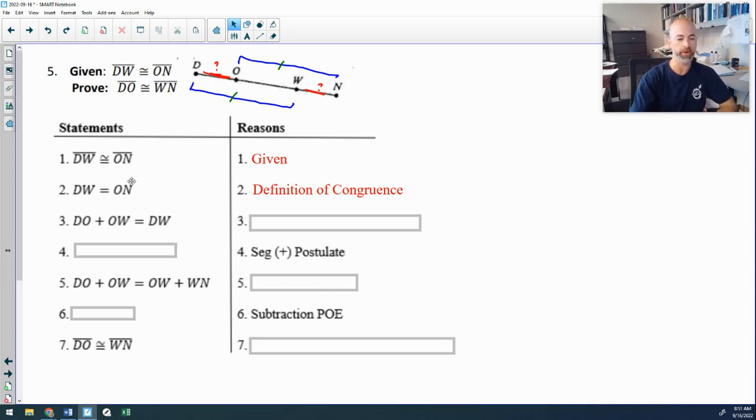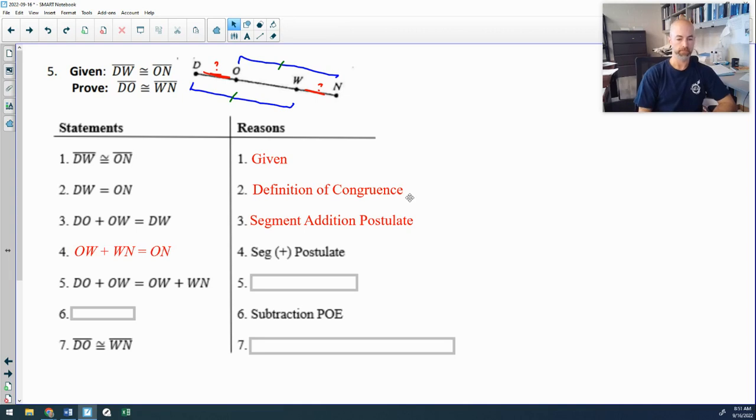We do not substitute with congruence. Then I have DO plus OW is DW. That is your segment addition postulate. And then they want us to use segment addition postulate again, and that would be with OW plus WN. So OW plus WN is also the segment addition postulate. Then they jump to DO plus OW is equal to OW plus WN. And we can make this leap in one step from 4 to 5.